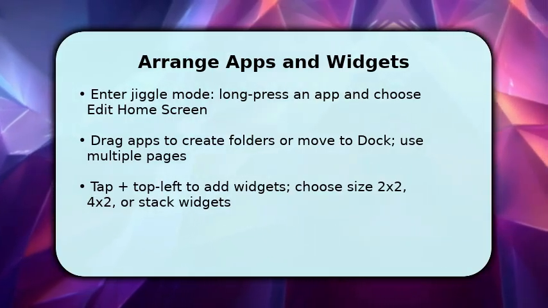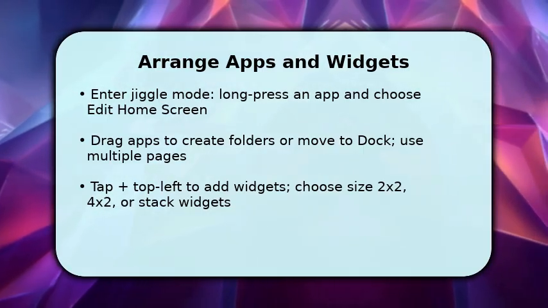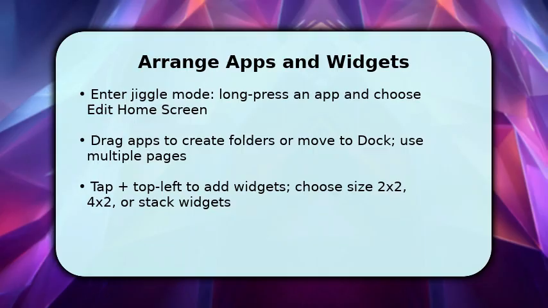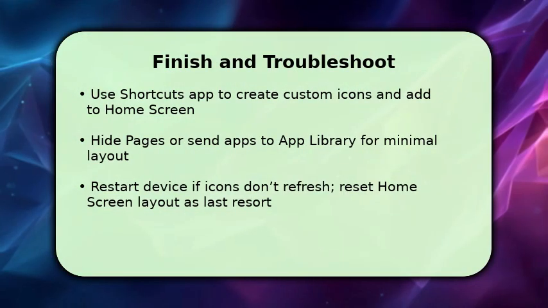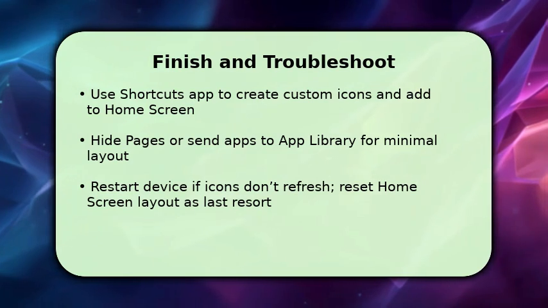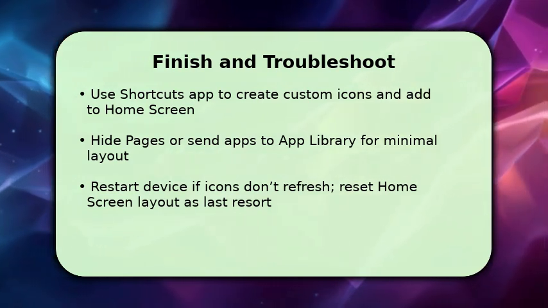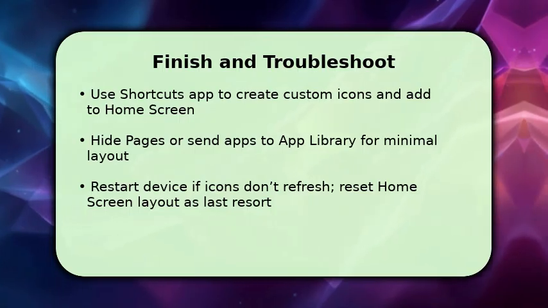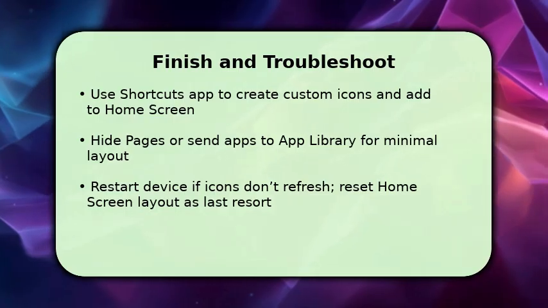After arranging icons, tap the plus button to add widgets. Pick sizes that match available space and stack related widgets to save room. Make sure to balance aesthetics and fun. You're close to finishing. Add custom icons via shortcuts for a cohesive look and hide entire pages to simplify your view. Once satisfied, press done or hit the home button to exit jiggle mode and live with the new layout for a day to test flow.